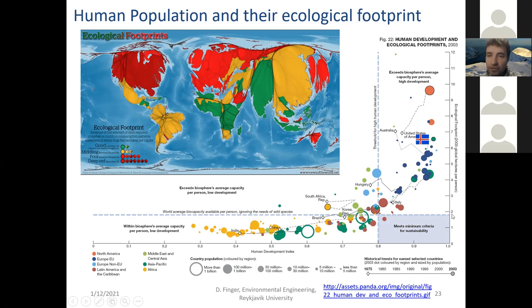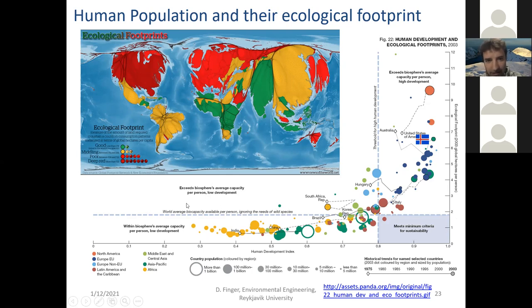unsustainable. What I want to point out is here this world average biocapacity available per person. So this is what the Ecological Footprint Society identified as the threshold of where we surpass the sustainability of what the world can regenerate as resources. So everything above this line here is actually using more resources than are available according to the biocapacity worldwide.